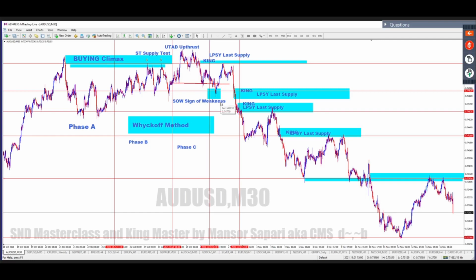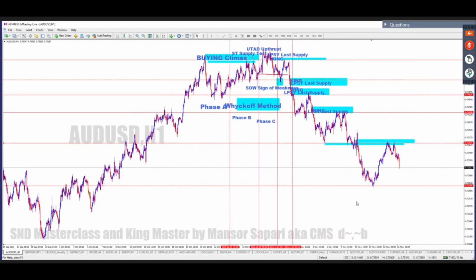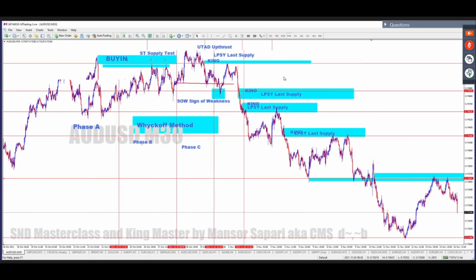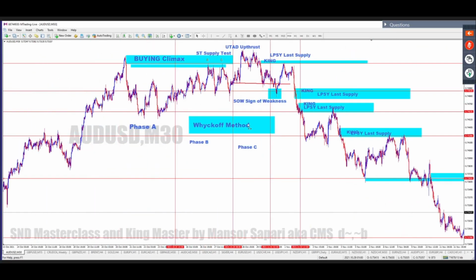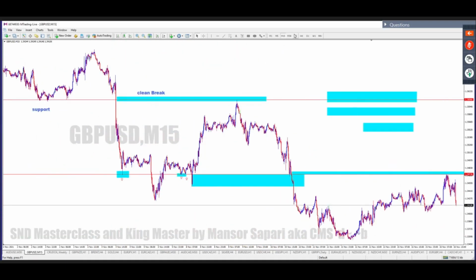There's one question: do we have to use it on a higher time frame or a smaller one? Of course, we will use it on the bigger time frame, because the bigger time frame will move the price much more, more pips compared to the smaller time frame. Which time frame can we see? Always look for M30 and above.